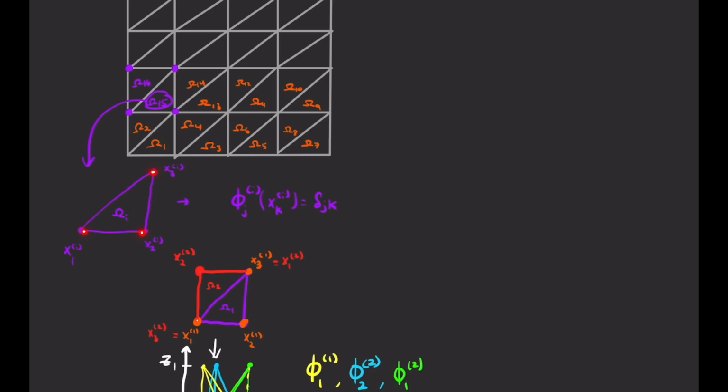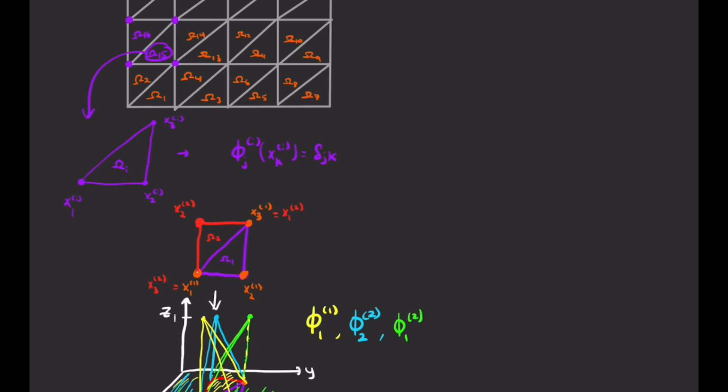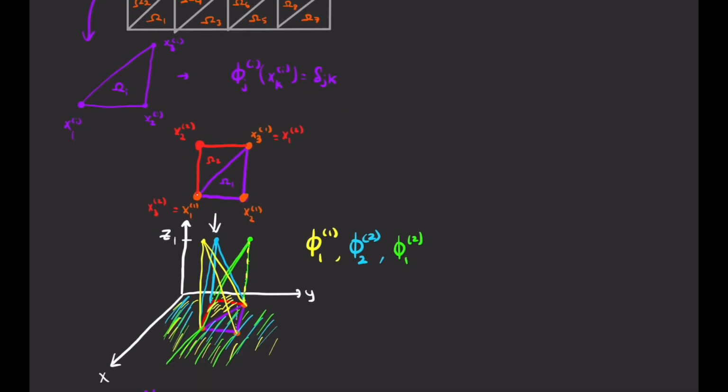If we look at a specific triangle, we label the nodes x1, x2, x3 for each one of these omega i's with a counterclockwise orientation, and we choose basis functions phi j such that basically at x1, the function is going to be 1 at this value, and it's going to be 0 at all the others. So this is a Kronecker delta jk.